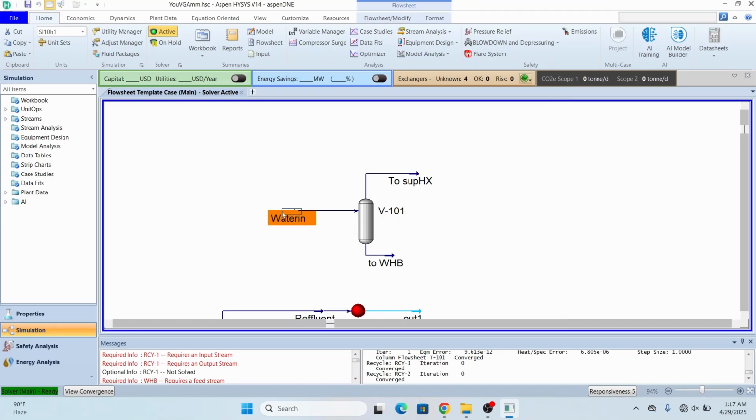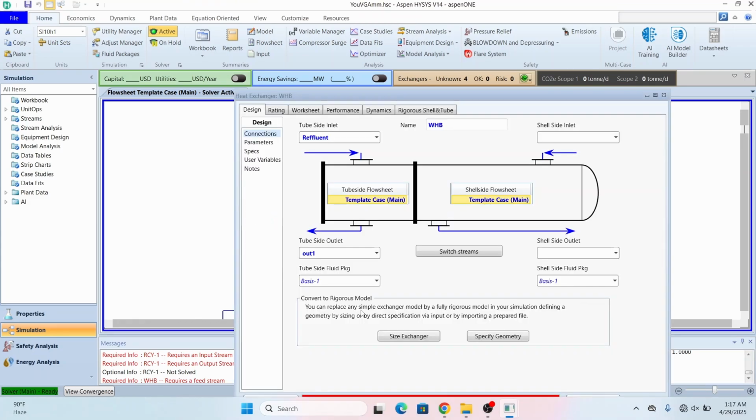Now this water will be the shell side inlet of our waste heat boiler. So I can write here to waste heat boiler, and here you can write to waste heat boiler out. So that is good.